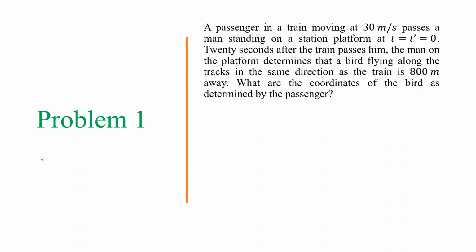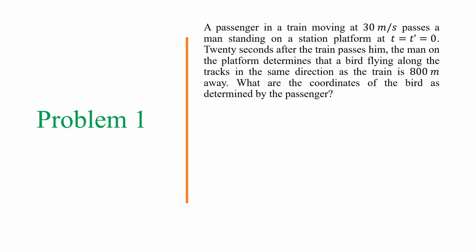20 seconds after the train passes him, the man on the platform determines that a bird flying along the tracks in the same direction as the train is 800 meters away. What are the coordinates of the bird as determined by the passenger?